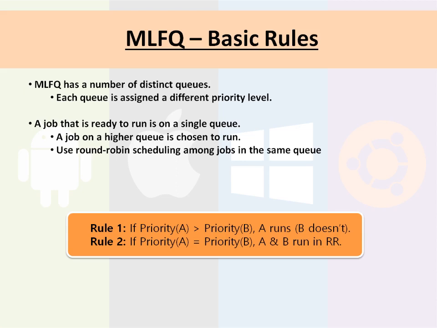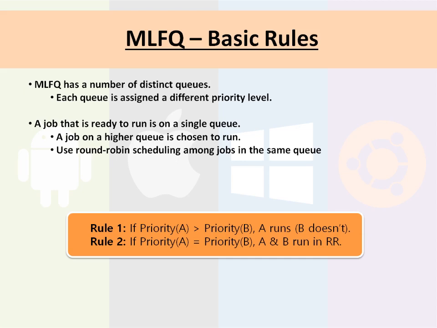So a better way of saying that, as we can look in the slides here, is that a job that is ready to run is on a single queue. A job on a higher queue will be chosen to run first. Okay, and jobs within the same queue use round robin scheduling. So if you're in a higher priority queue, well, then you'll be run first. All the jobs in the same queue will utilize round robin.